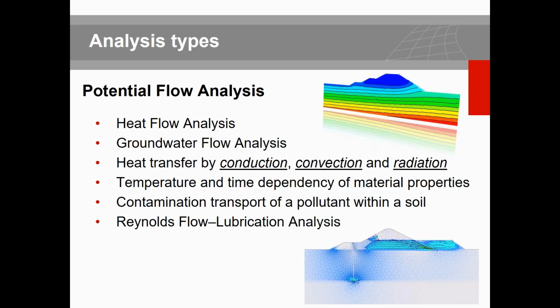For flow analysis, the flow could be heat flow analysis or groundwater flow analysis. If it is heat flow analysis, we are talking about different parameters like conduction, convection, and radiation. And if you're dealing with the groundwater flow, we are talking about just the flow and how this is going to deal with the permeability and the porosity and the pore pressure in the model. If you're dealing with the heat flow, we have temperature and time dependency at the material level, while with the groundwater flow, we are talking about the permeability and the pore pressure dependency of the permeability.